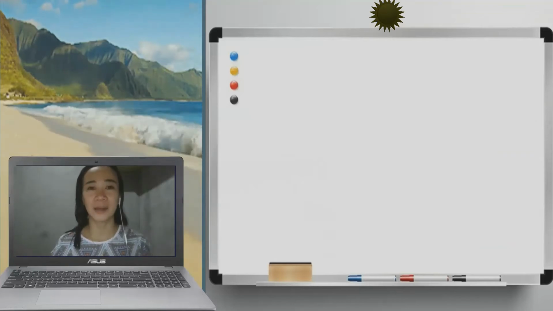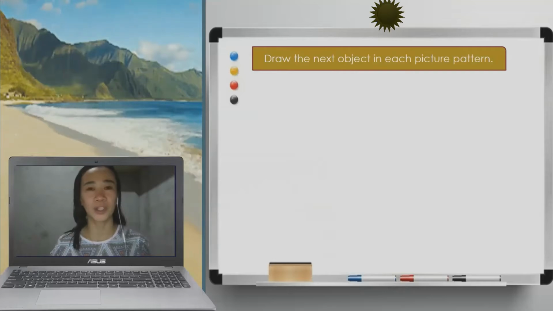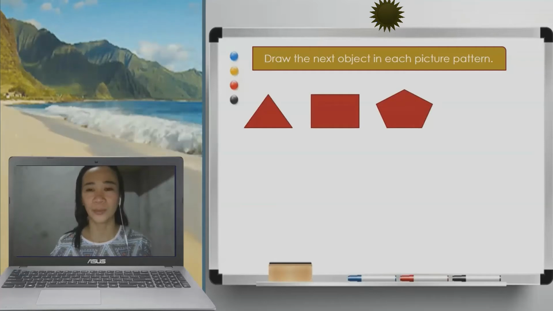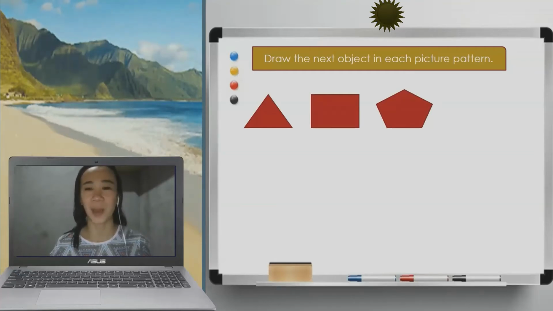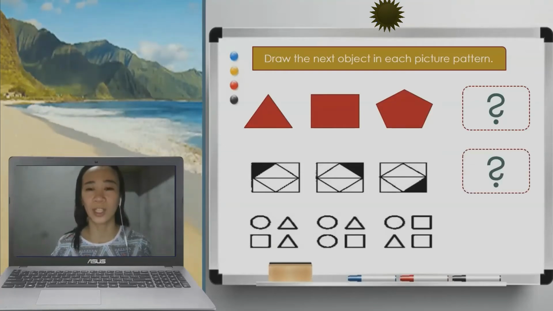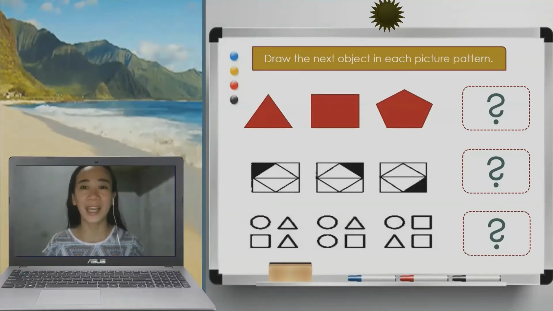First, let us have some simple activity. Draw the next object in each picture or pattern. What do you think is the next object in each picture or pattern? We have here this triangle, square, and then pentagon. What do you think is the next pattern? Next, we have here this pattern. What do you think is the next pattern? And also this one. What do you think is the next pattern for these pictures?